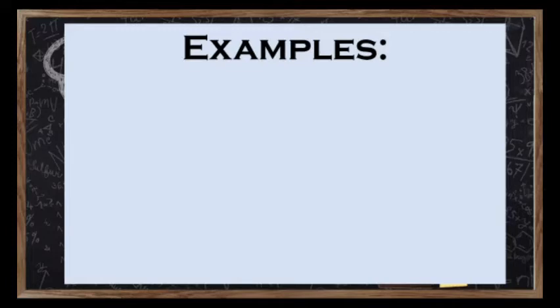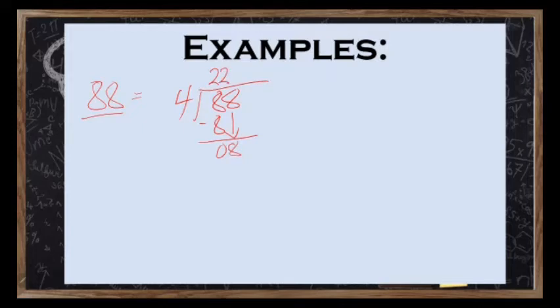Another example, we have here 88. The last two digits are 88. When we divide 88 by 4, 8 divided by 4 is 2. 2 times 4 is 8. 8 minus 8 is equal to 0. Bring down 8. 8 divided by 4 is 2. 2 times 4 is equal to 8. 8 minus 8 is equal to 0. So 88 is divisible by 4.